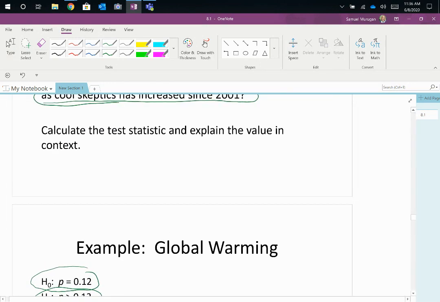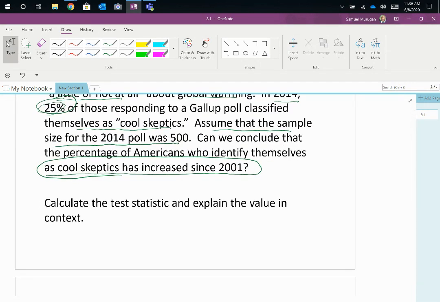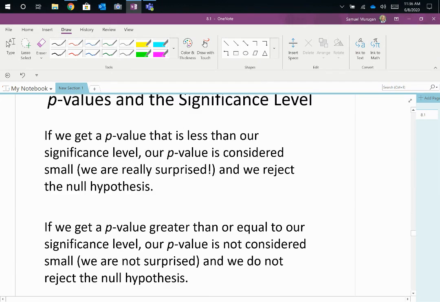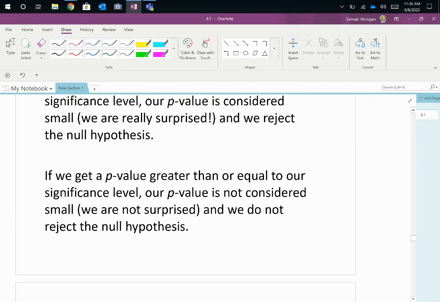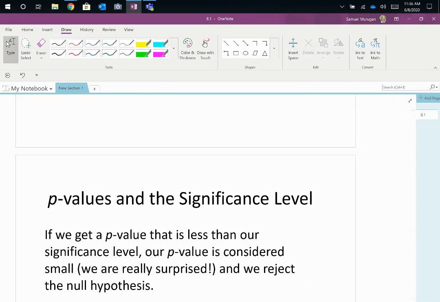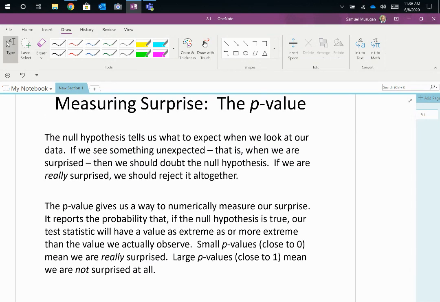Okay, so can we conclude that the percentage of Americans who identify themselves as cool skeptics has increased? We're going to come back to this once we understand something here, okay? The null hypothesis tells us what we expect when we look at our data. If we see something unexpected, that is, we're surprised, then we should doubt the null hypothesis. If we're really surprised, then we should reject it altogether.